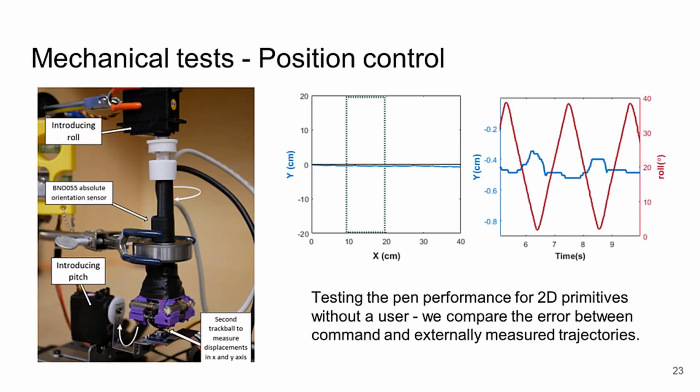Position control test setup. The phasking pen's shaft is held in a vise with roll and pitch disturbance applied at the top of the shaft and through the contact ball respectively. The onboard processor controls the contact ball trajectory using orientation, roll, pitch, yaw, and internal ball motion. An external trackball measures ball movement relative to a global reference. To assess performance, we compare error between command and externally measured trajectories.